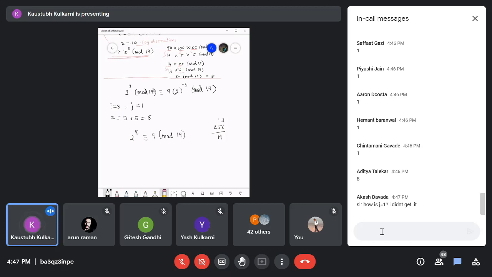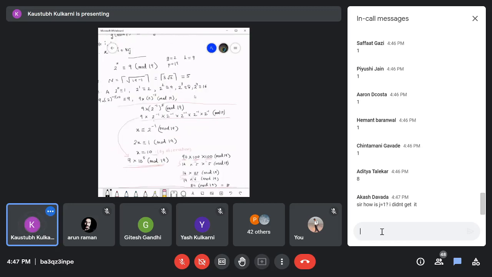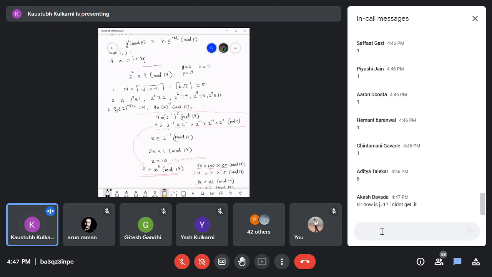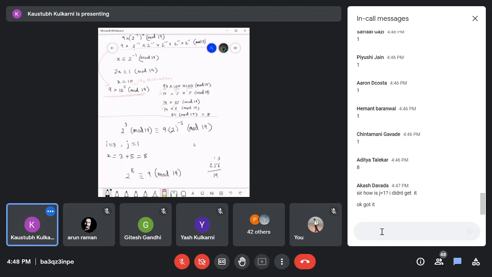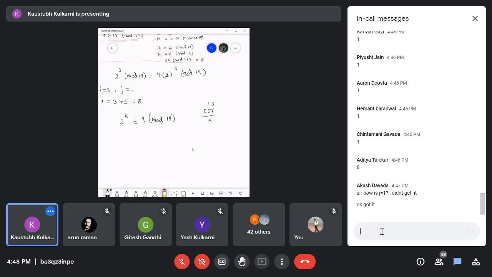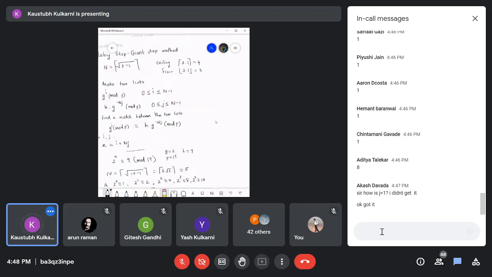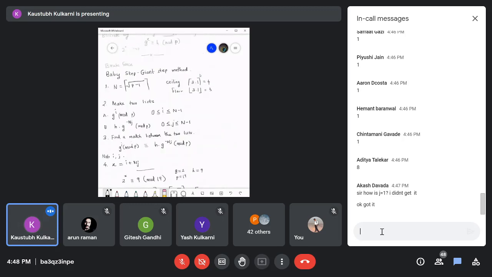How is j 1? In the second list, we found h into g raised to minus nj. For j equal to 0, it was 9, and for j equal to 1, it was the match. So j was 1. Verified. This is how we solve using the baby steps and giant steps algorithm. This is how we can find the discrete logarithm.